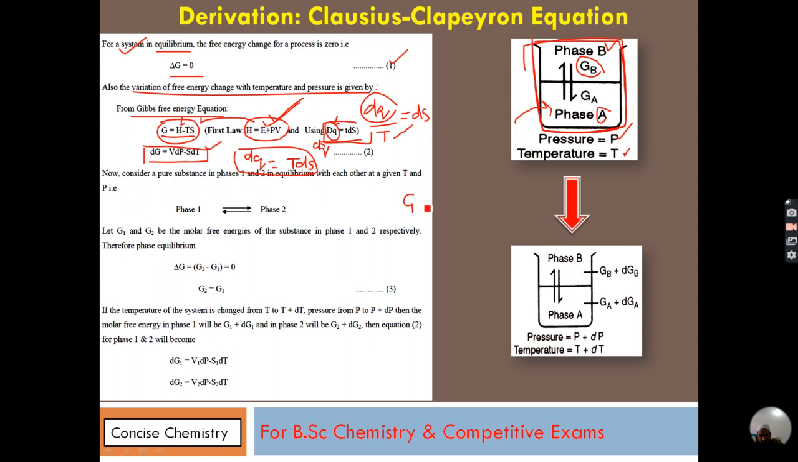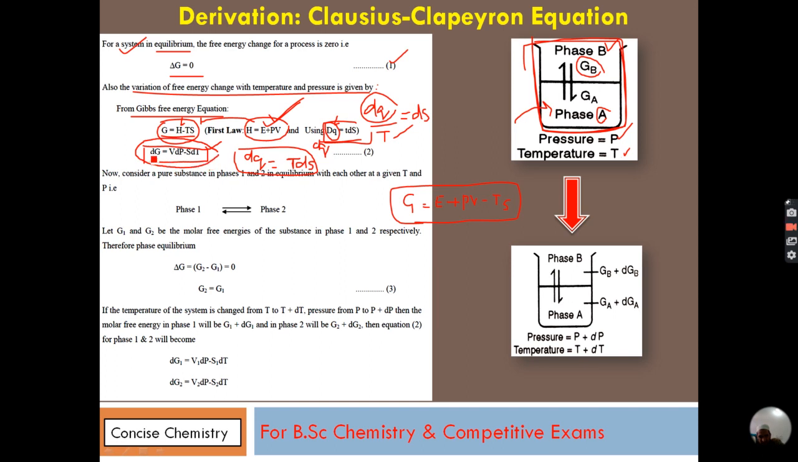You will get G is equivalent to E plus PV minus TS. ये जो आपको relation मिल गया, you have to do the differentiation of this. When you do the differentiation, then you can use this dq as equal to TdS. You will finally end up with this relation.